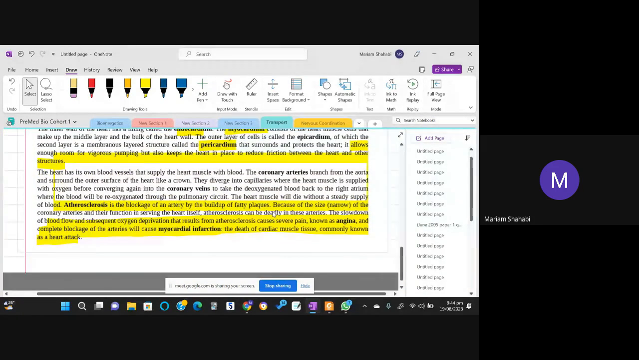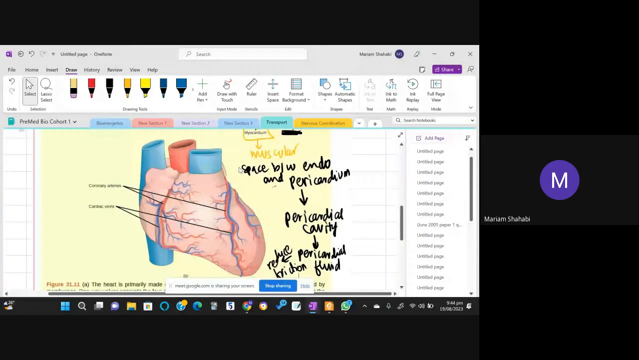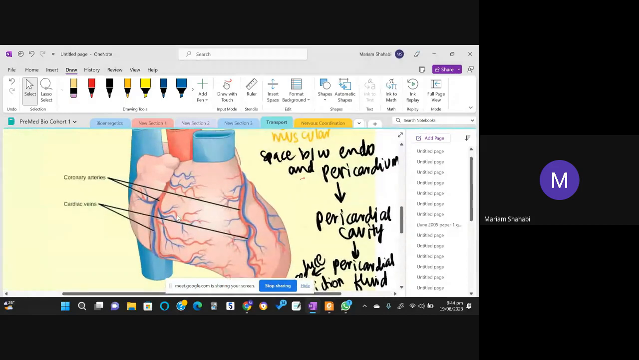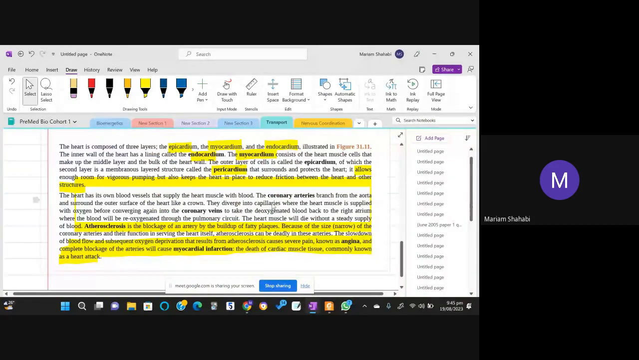So that is that. And then also the heart itself is supplied by coronary arteries and veins. So the coronary arteries will branch from the aorta and surround the outer surface of the heart like a crown. They diverge into capillaries where the heart muscle is supplied with oxygen before converging again into the coronary veins.